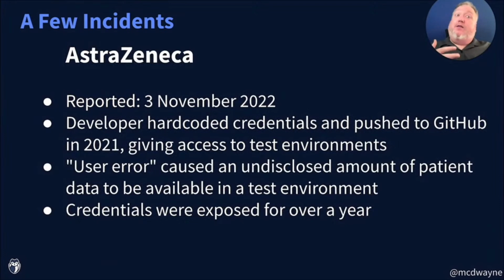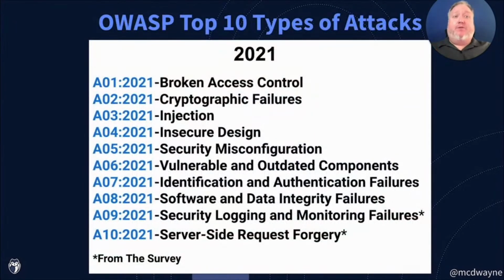AstraZeneca, they leaked a secret to a test environment, which on the surface doesn't sound that big of a deal. It's a test environment. What could go wrong? Well, someone else had actually put real patient data, real customer data into that test environment. So we don't know exactly how much was exposed, but we do know it was exposed for over a year.